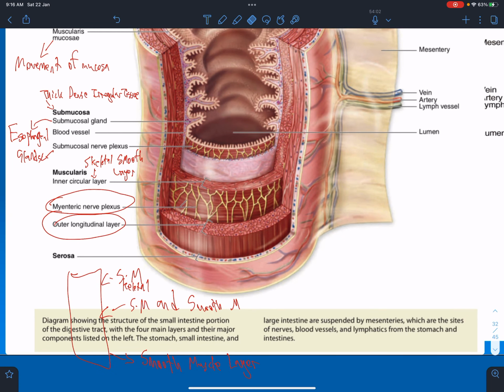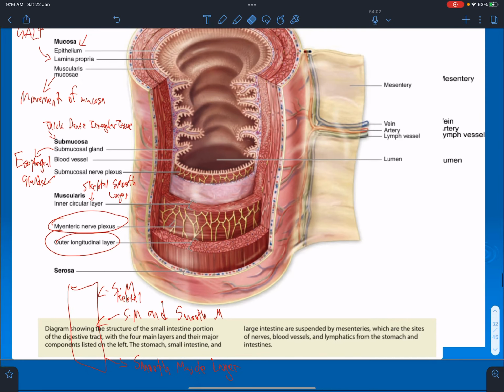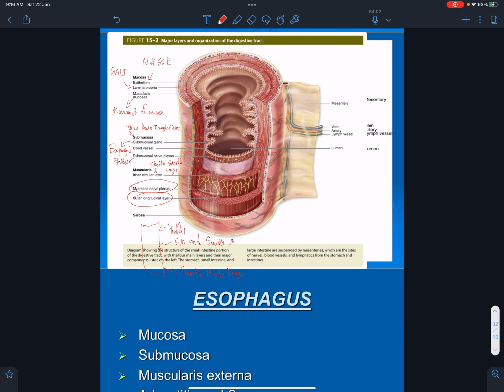And now the final part, the outermost layer, is the serosa. Now, not just the serosa for the esophagus, but the adventitia. Let's look at it from a slide real quick. But for now, you get the points, right? The mucosa, the submucosa, the muscularis, the features of not just our digestive tract, but the esophagus as well.